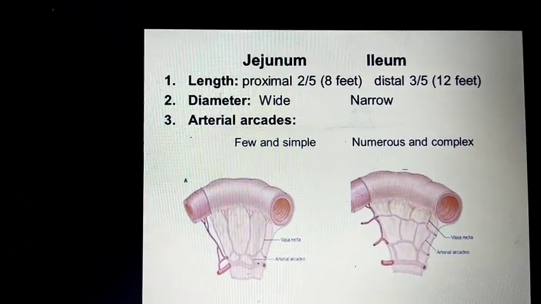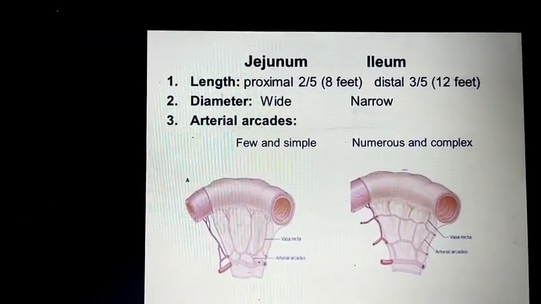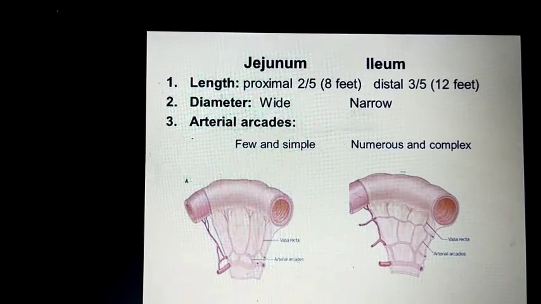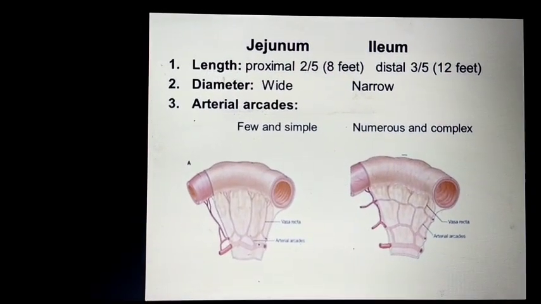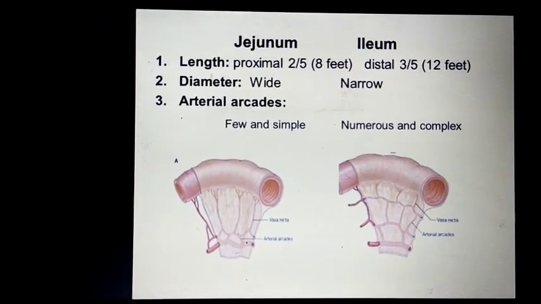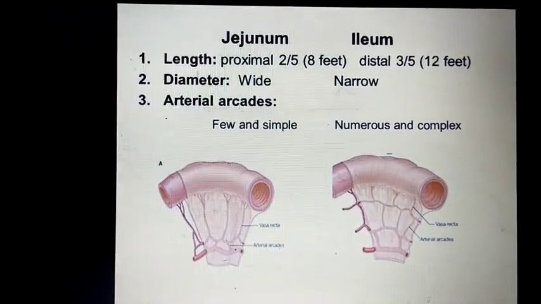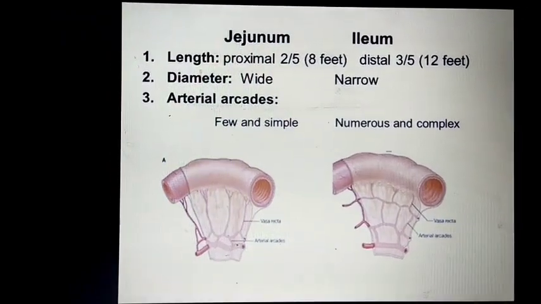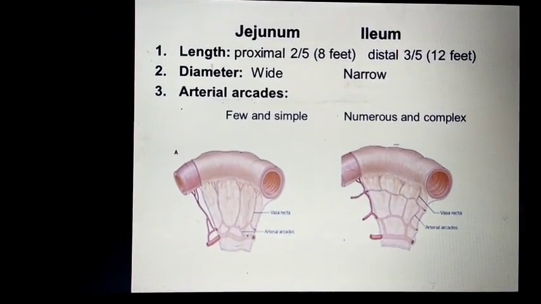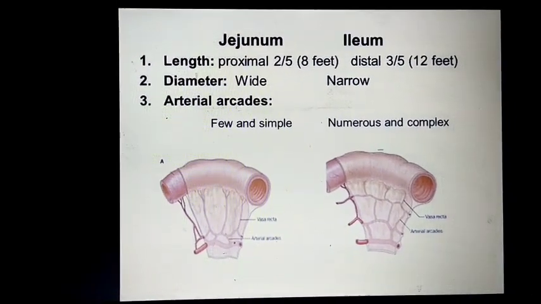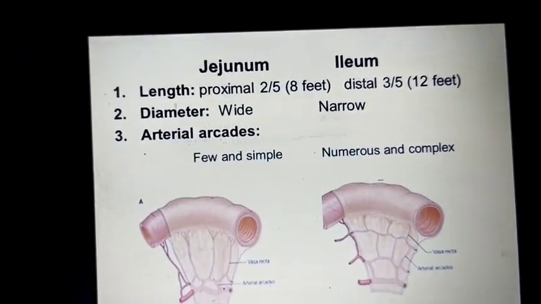The jejunum is proximal to the ileum, and the ileum is distal. The length of the jejunum is 8 feet, and the length of the ileum is 10 feet. The diameter is wide because of the plica circularis. I told you these are the circular folds of the mucosa present in the duodenum also and in the jejunum also. The jejunum has more plica circularis, because of that it is wide, and the ileum is narrow, because as compared to the jejunum these circular mucosal folds are very few.